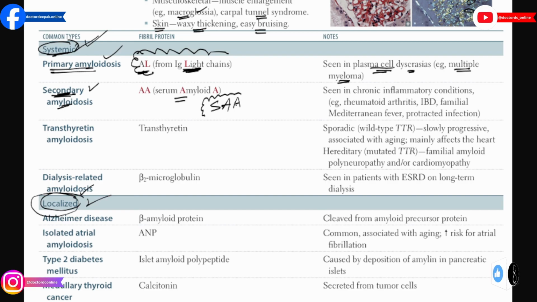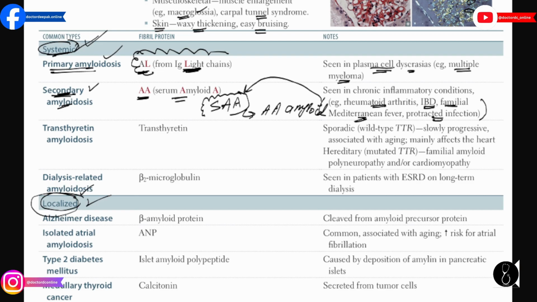So when in our body there is a chronic inflammation like rheumatoid arthritis, like inflammatory bowel disease, or familial Mediterranean fever, or protracted infection, then in these chronic conditions in our body, there is going to be produced a large amount of serum amyloid, you can say SAA, serum amyloid protein, and this SAA will produce the double A amyloid. So please keep these things in mind. So if they ask a question from you, from where the double A protein is coming, it is derived from the SAA, serum amyloid A protein.